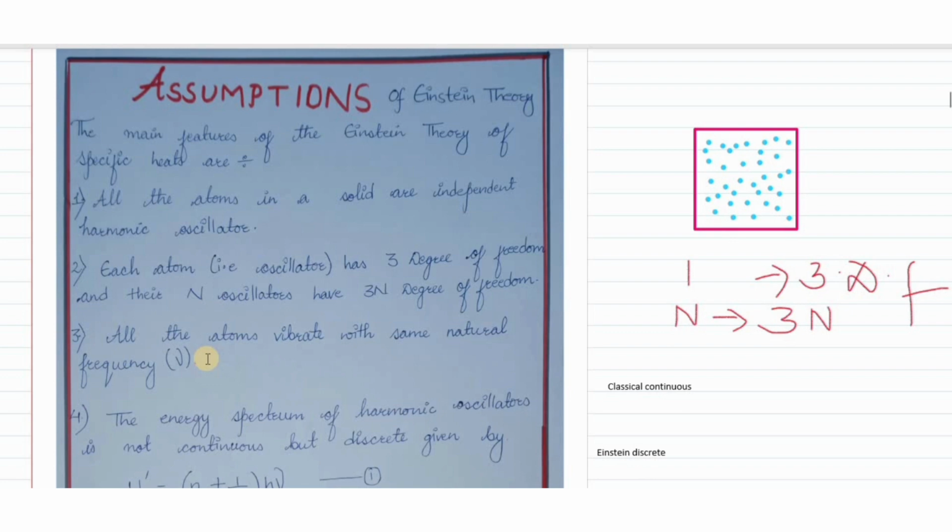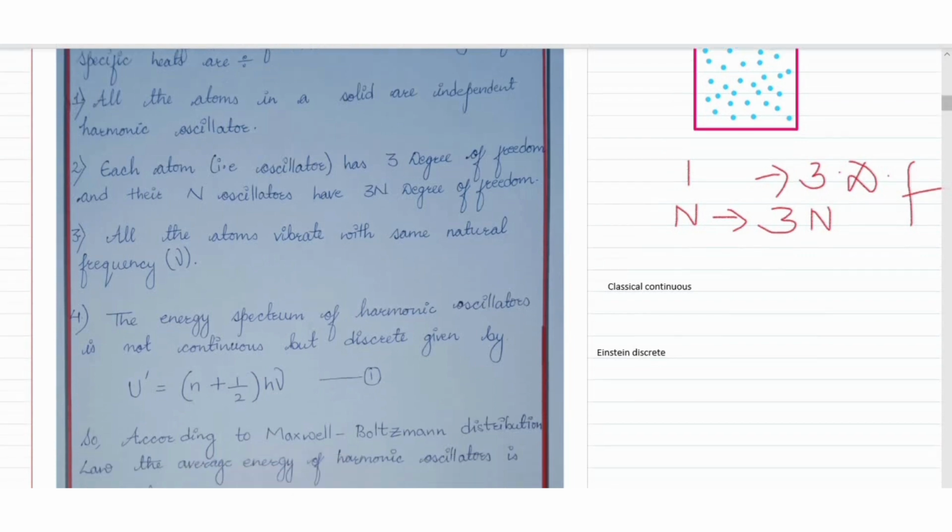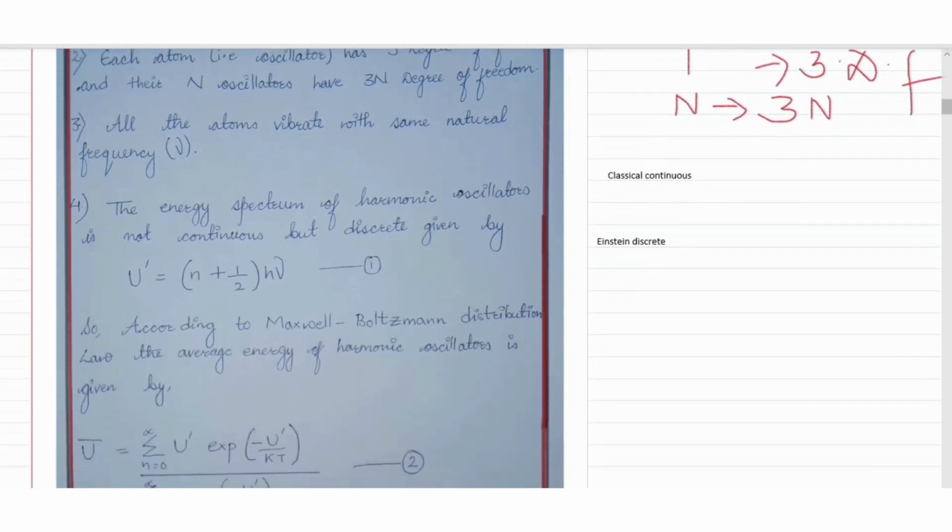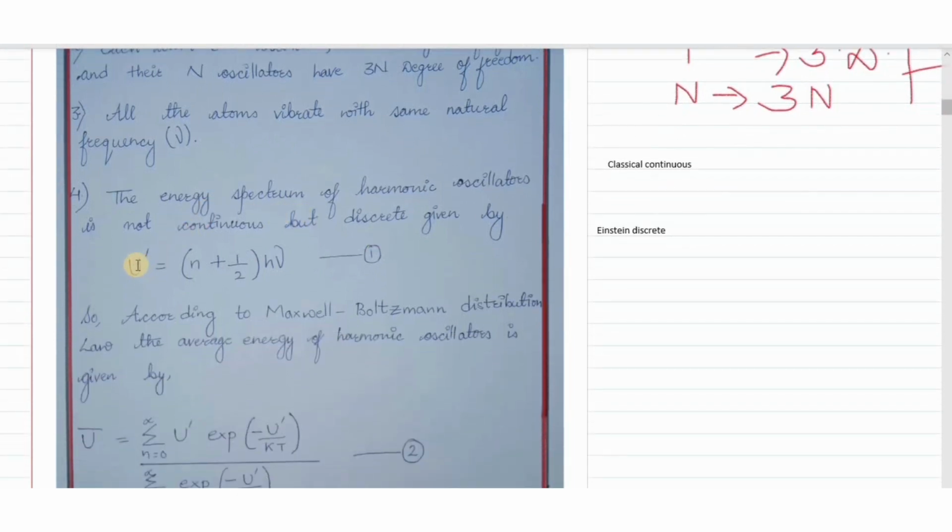So the assumptions so far were the same as the assumptions of Dulong and Petit's law, but another assumption is different. In classical theory, they assume that energy is continuous and goes from 0 to infinity, but in Einstein theory, he assumed that energy is discrete. He assumed that E' is equal to (n plus 1 by 2) h nu. Let us consider this as equation number 1.